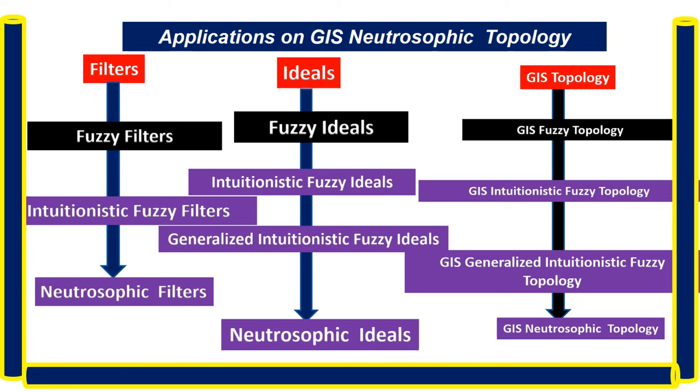And GIS Neutrosophic topology as a generalization of GIS generalized instantaneous fuzzy topology, GIS instantaneous fuzzy topology, GIS fuzzy, and GIS fuzzy topology. GIS Neutrosophic topology is a generalization of all types of GIS topology.